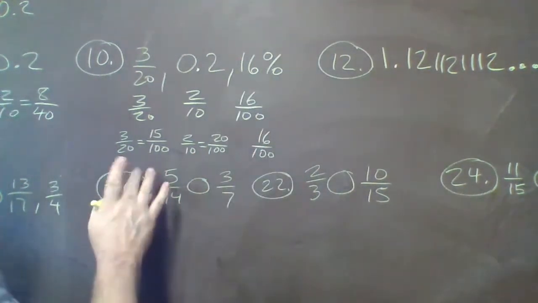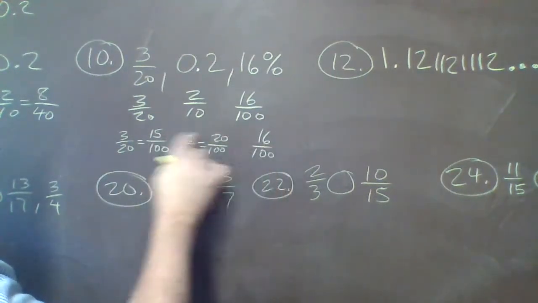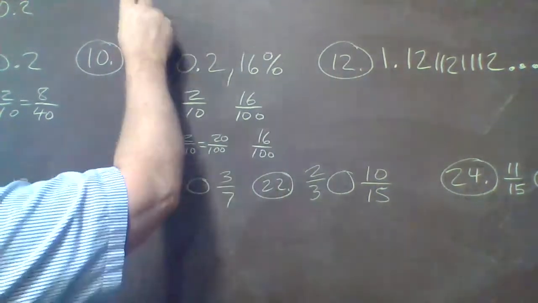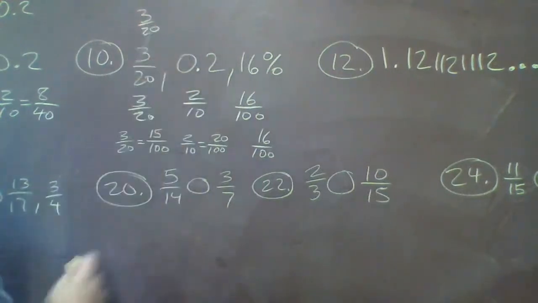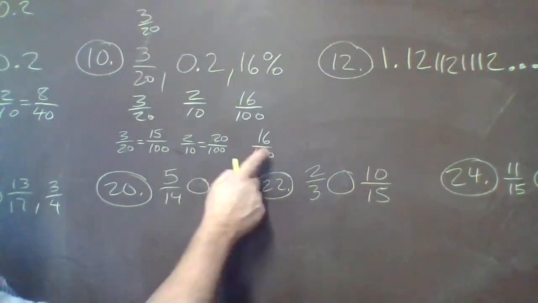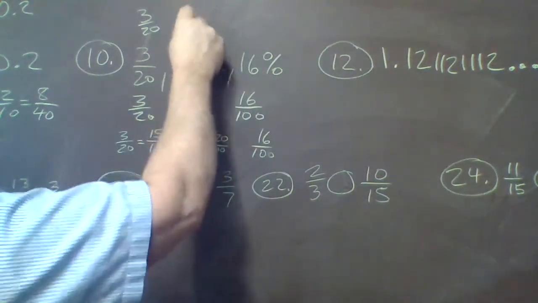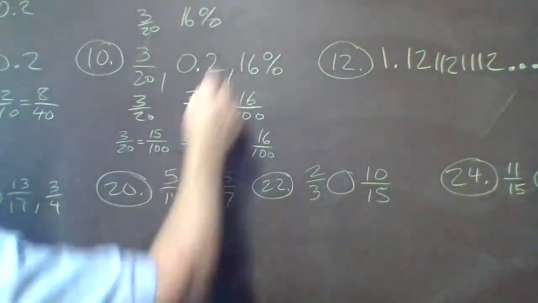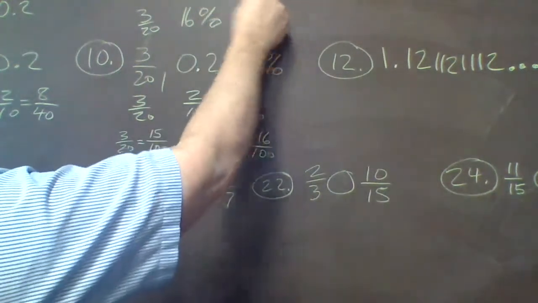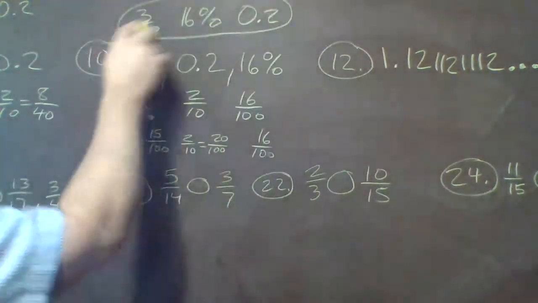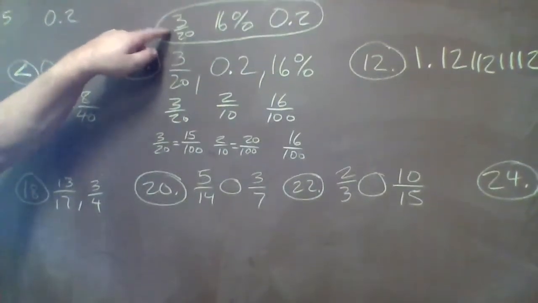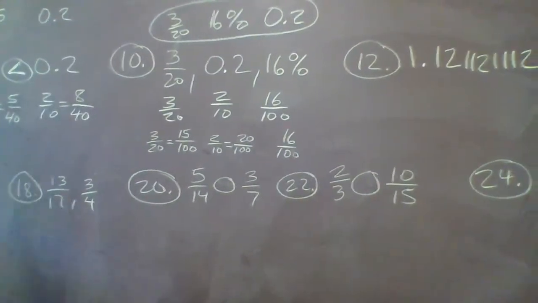So which one's the smallest one? That's this one right here. So 3/20ths is our smallest number. What's our second smallest number? This one right here, 16%. And which one's third smallest? The only number that's left, 0.2. So number 10, this is the order from smallest to largest.